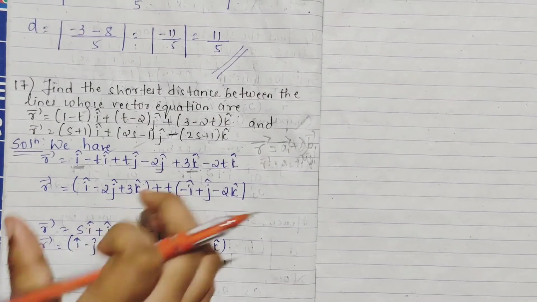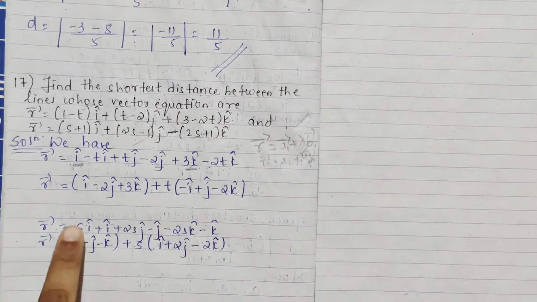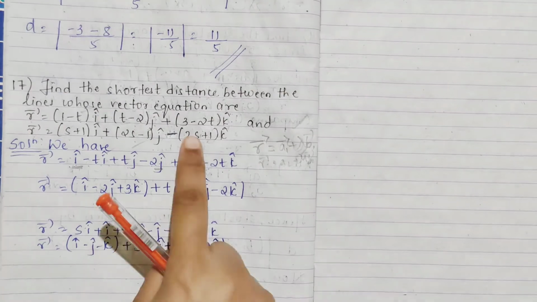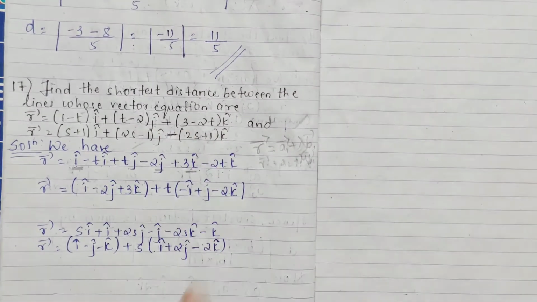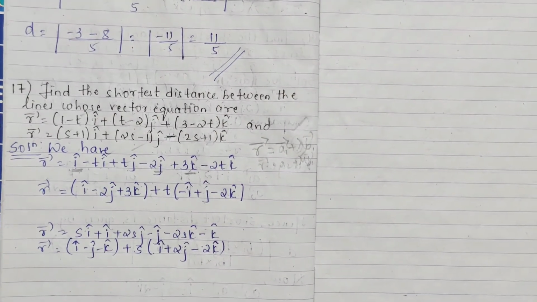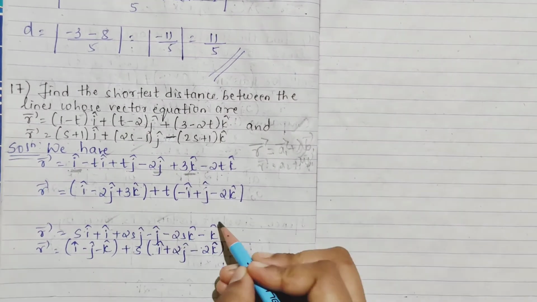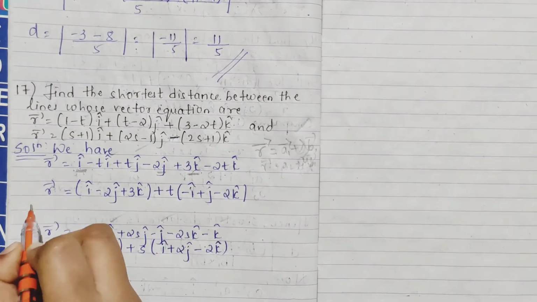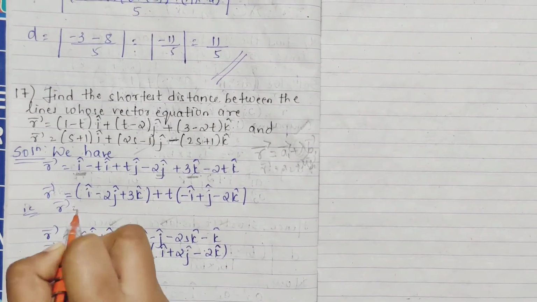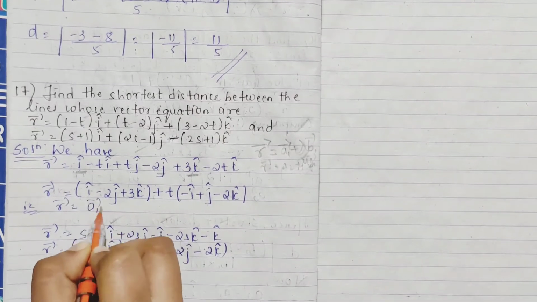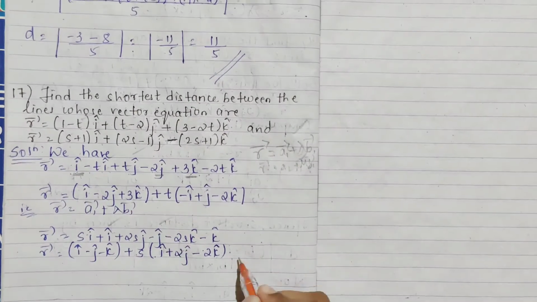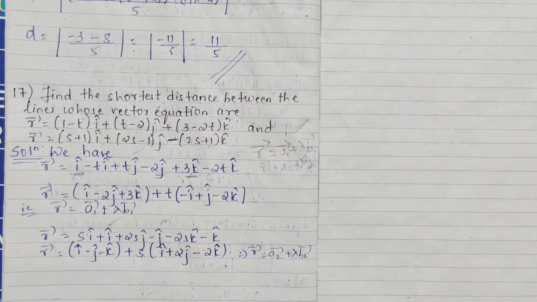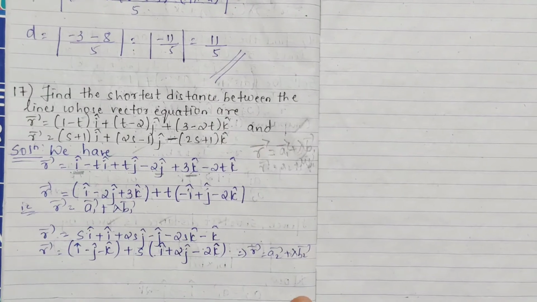So the same for the second line I have done. See, s multiplied: s i cap plus i cap plus 2s j cap minus j cap minus 2s k cap minus k cap, okay. So the terms which are without s group, and those with s group. So you will get, you can see you have got your standard form, that is, r vector is equal to a1 vector plus lambda b1 vector, and this also r vector you can get as a2 vector plus mu b2 vector, okay. So you have got it like this in your standard form.